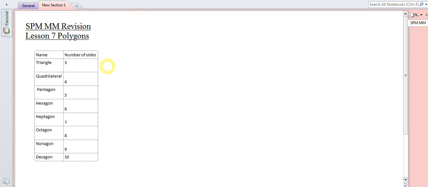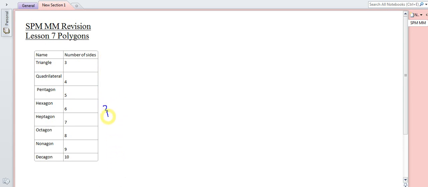Okay, so first we need to memorize the names for the polygons which have 3 vertices until 10 vertices. Triangle, normally students have no problem, 3 sides, 3 vertices. Quadrilateral, 4 sides. Pentagon, 5 sides. Hexagon, 6 sides. Heptagon, 7 sides. Octagon, 8 sides, nonagon, 9 sides, and decagon, 10 sides. We just need to remember the names from 3 vertices until 10 vertices.